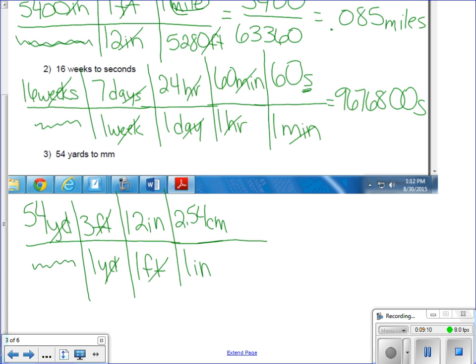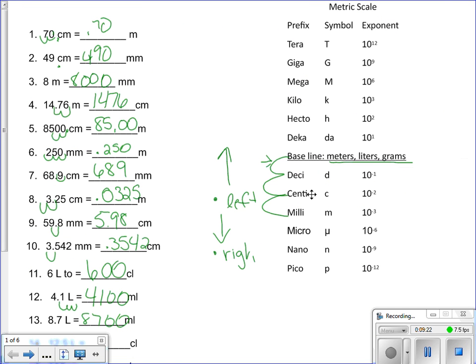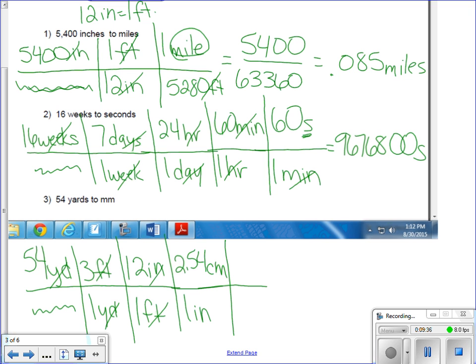I'm still not to millimeters. If I go back to my metric scale, I know that if I have 1 centimeter and I'm going down to millimeters, I move my decimal 1 time. So 1 centimeter is equal to 10 millimeters. So now I can plug that in. I have centimeters at the top, so I want my 1 centimeter on the bottom, so that my millimeters are on top. Millimeters is what I want, and it's on the top.